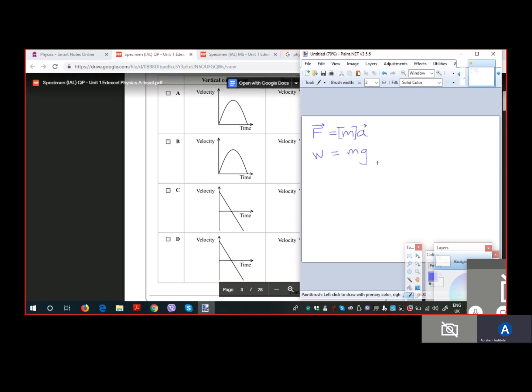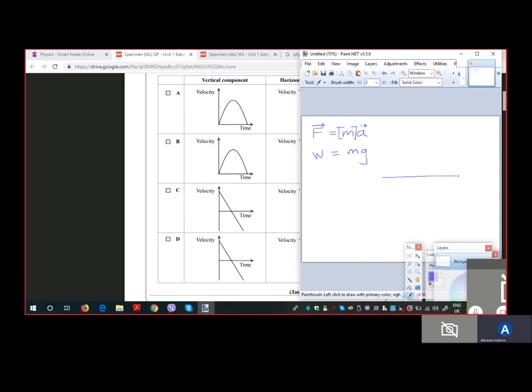So we have a projectile. Let's say this is the ground, and the projectile is thrown from here and takes this path. The path is called the trajectory, and the shape is a parabola.